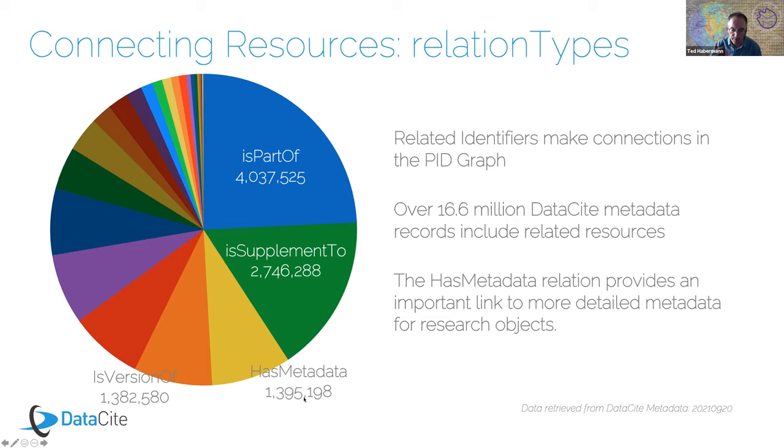FAO is responsible for over a million of this 1.4 million HAS metadata examples. So they're relying on this to point from DataCite back to their more detailed metadata. Another organization that does really well in doing that is ECMWF, a European weather forecasting group that includes HAS metadata links for all of their DOIs. So this is a great partitioning of effort between discovery and connections in DataCite and detailed scientific metadata in some other, typically in some other metadata dialect.